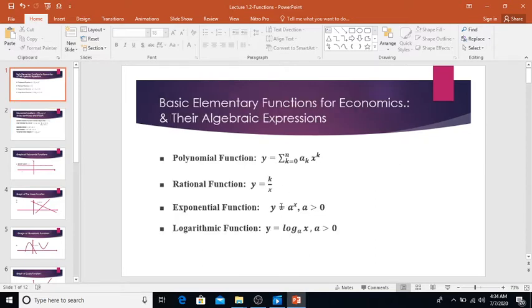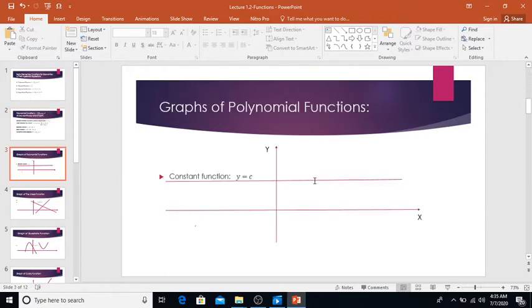Now other functions you can see. Rational function, algebraic expression is k by x. Exponential function, the form is y equal to a to the power x. Base a is constant and we can see independent variable on the power. Logarithmic function, y equal to log a base x, where base a is positive. These are the basic elementary functions we will face in future.